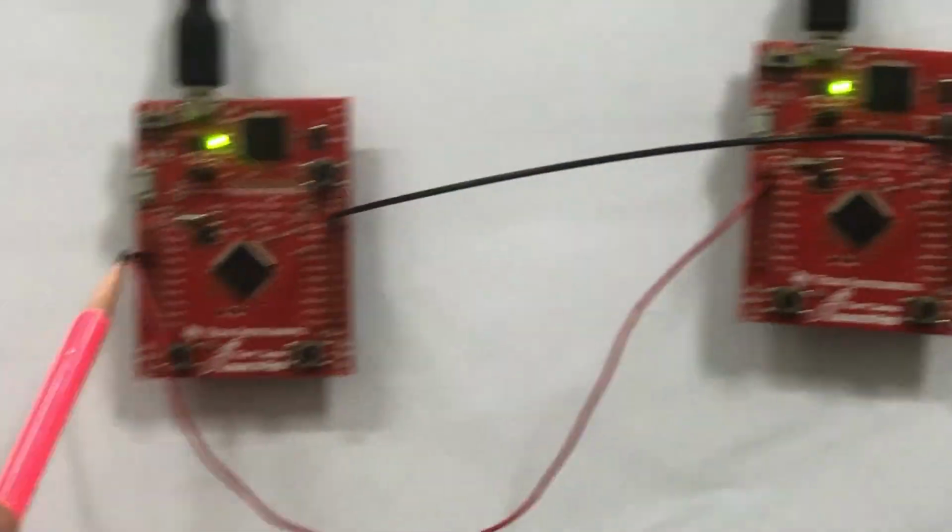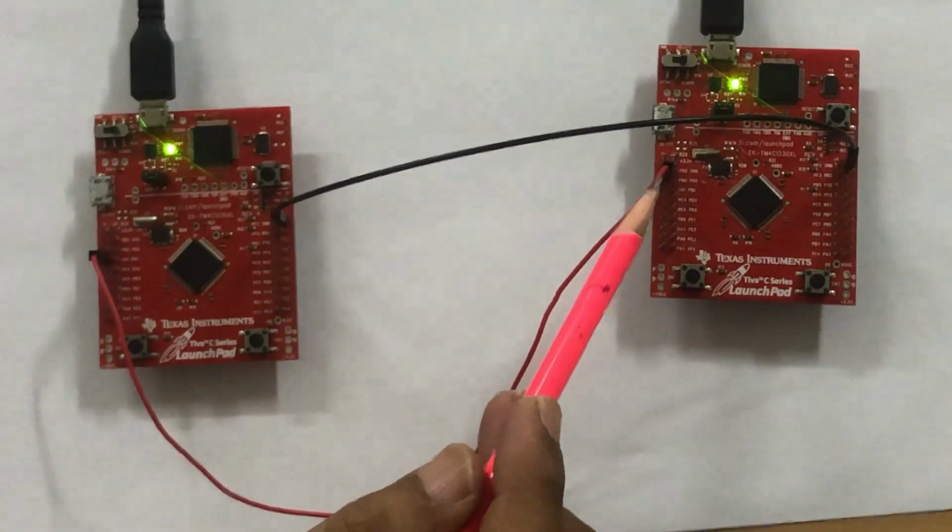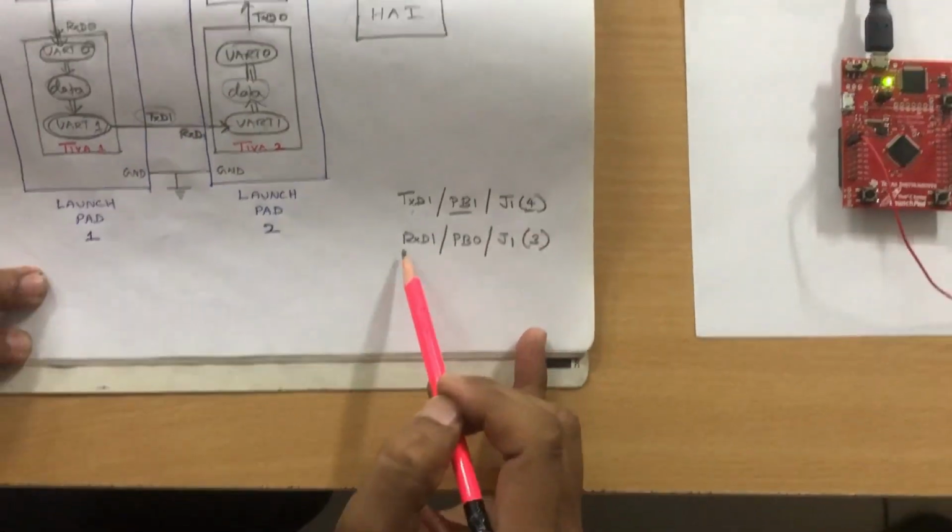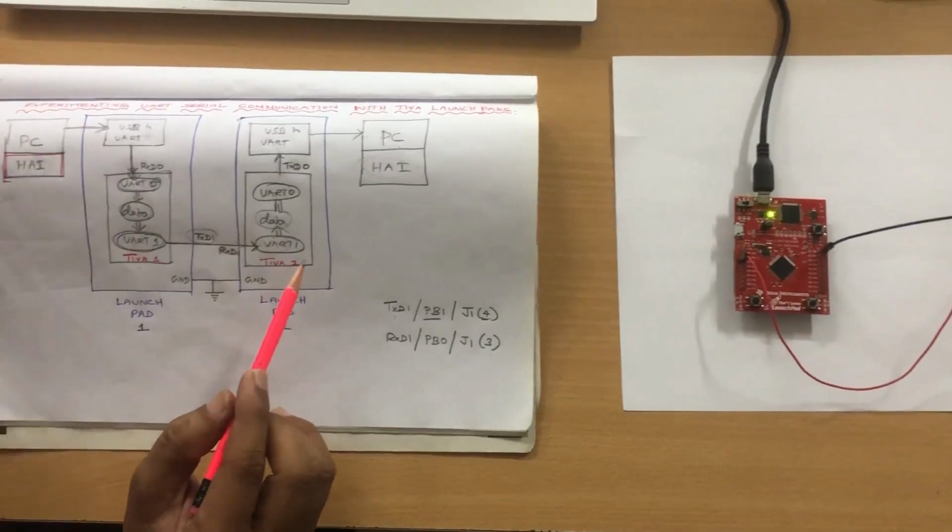So TXD1 of the transmitter board is connected to the RxD1 of the receiver board, as we see here. TXD1 is the fourth pin, RxD1 is the third pin. So let us look at the code here.